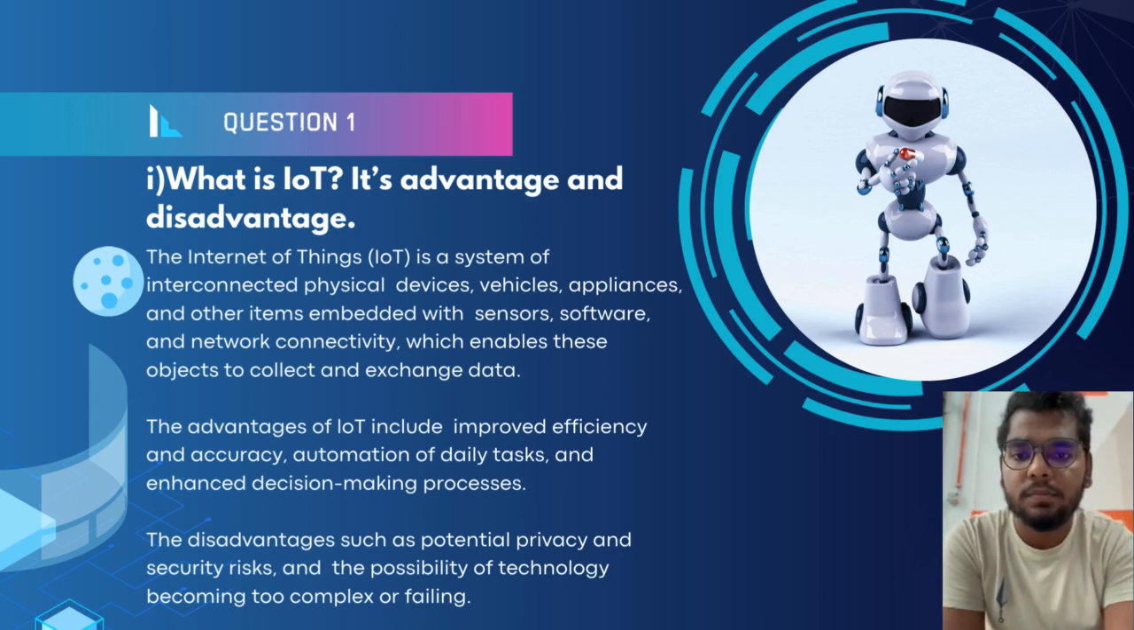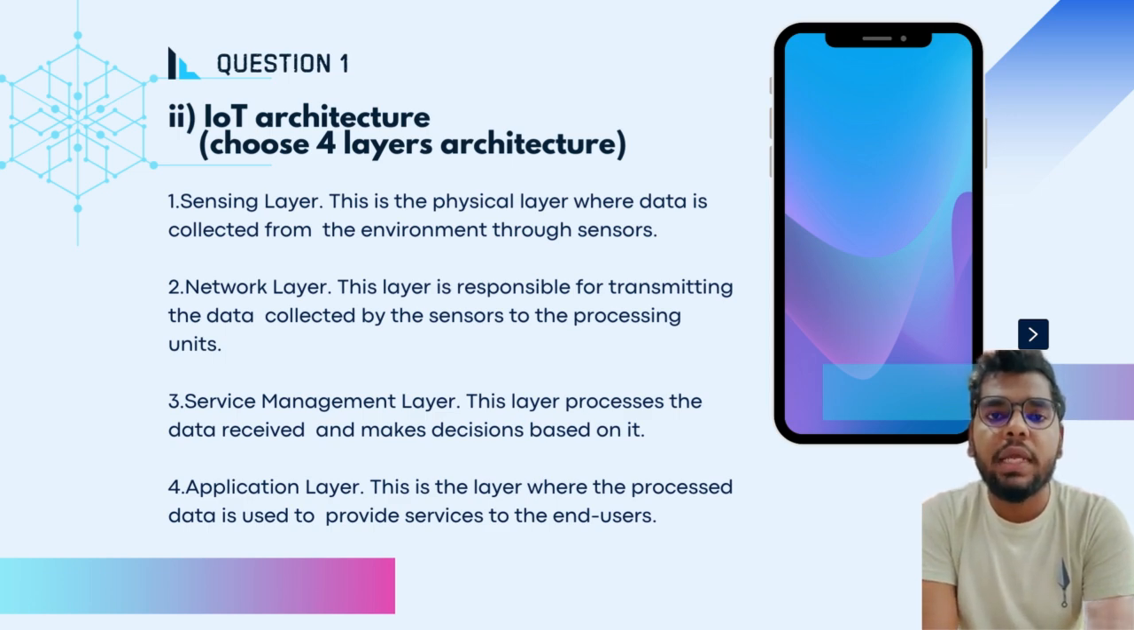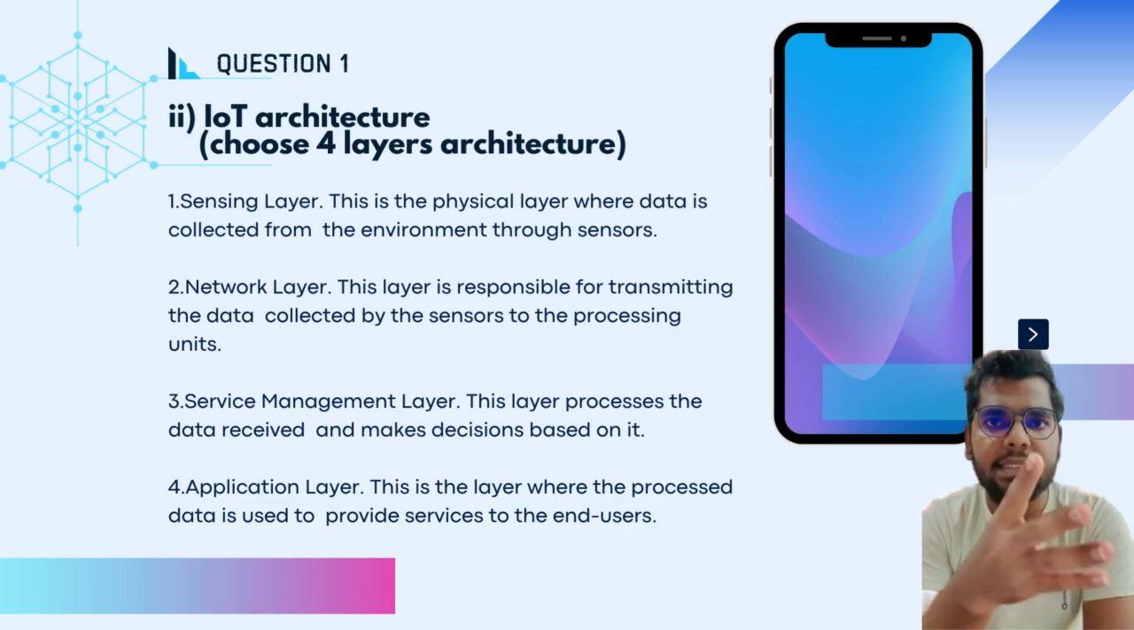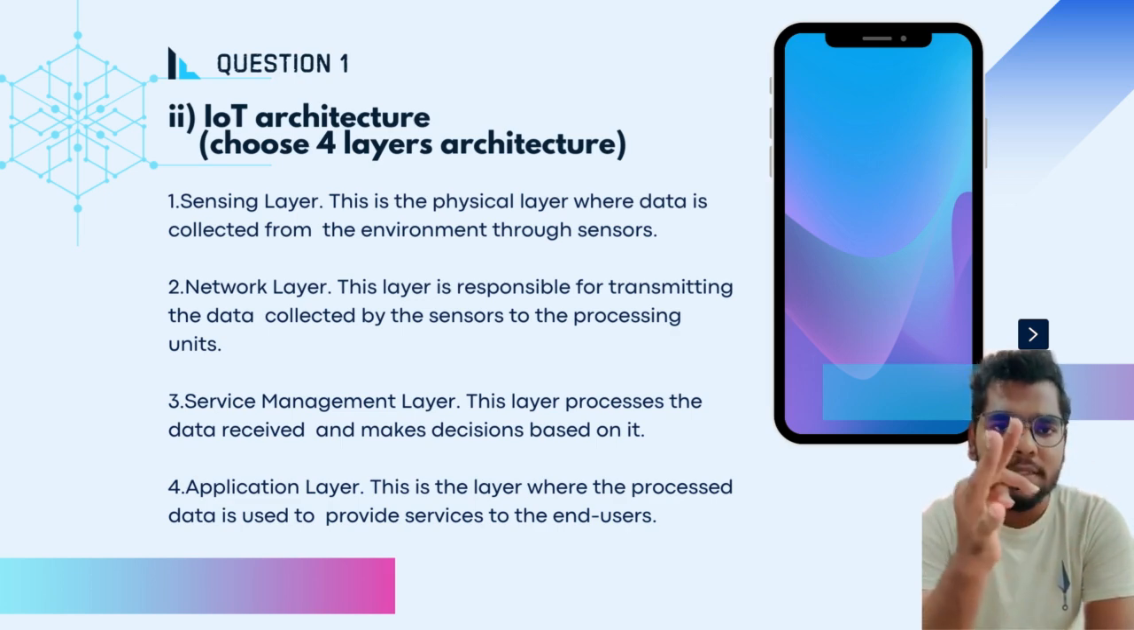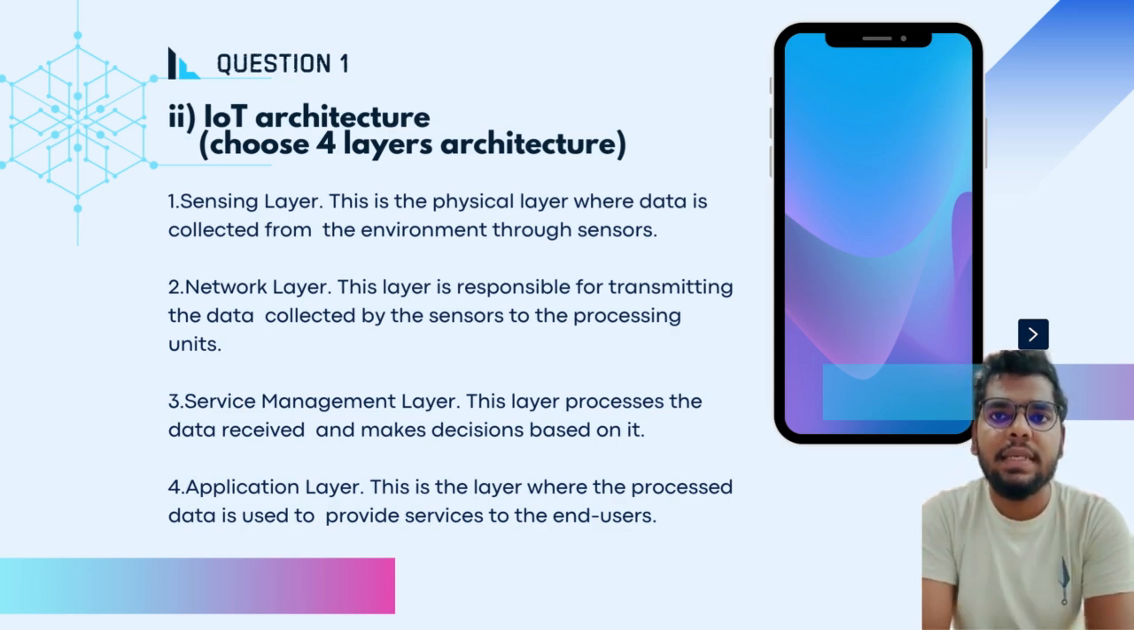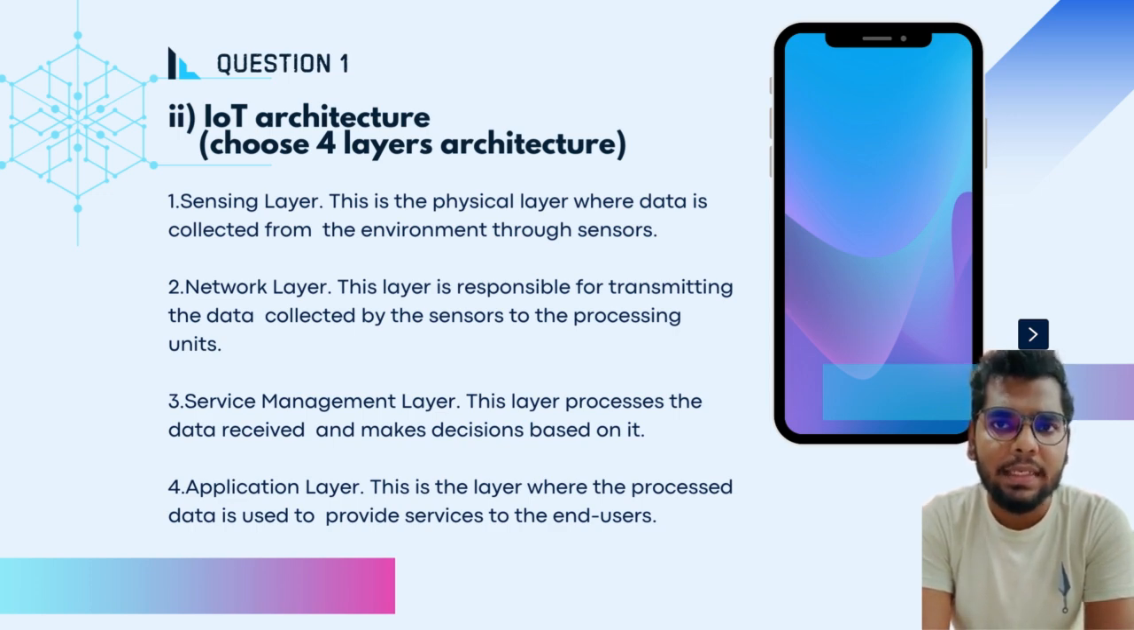Okay, now let's dive into IoT architecture, which consists of four layers. The first one is the sensing layer, then the network layer, service management layer, and application layer. The first, sensing layer, is the physical layer where data is collected from the environment through sensors. These sensors can measure various parameters like temperature, humidity, light, and more. It depends on the sensor that you are provided with.